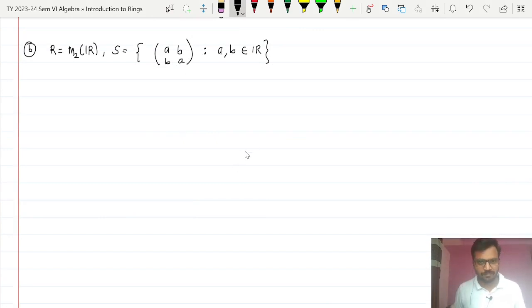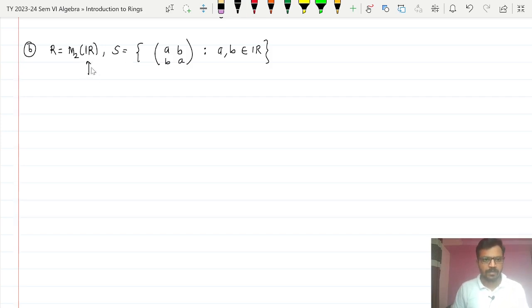Now let us see the next example of a subring. The question is the same: we have to check whether S is a subring of M2 of R or not. The ring R is again the same as in the previous example. M2 of R is a collection of 2 by 2 matrices with entries from R, thus it is called M2 of R.